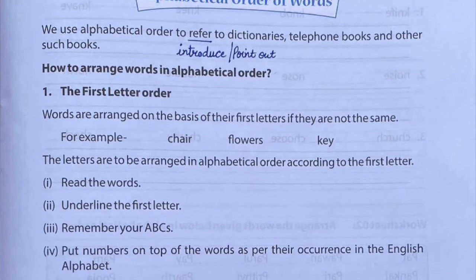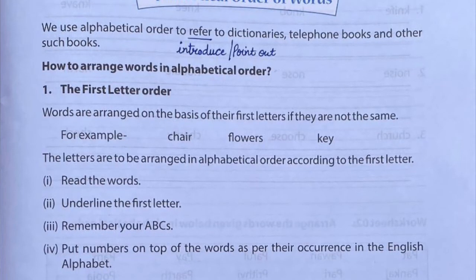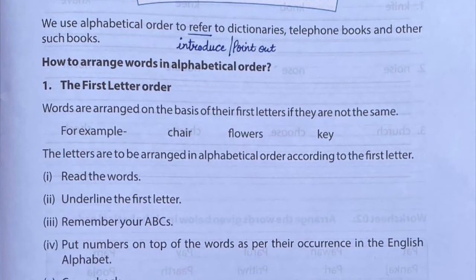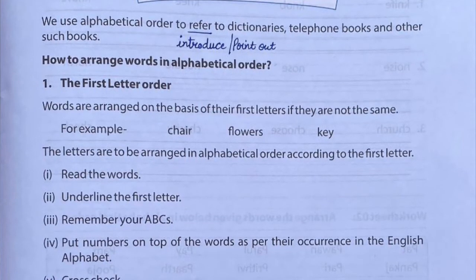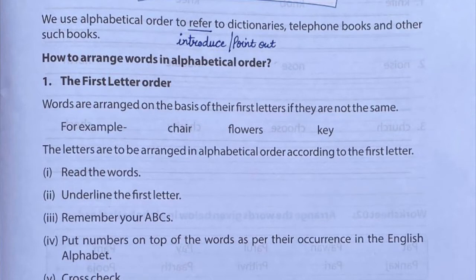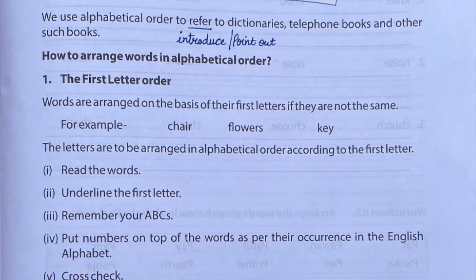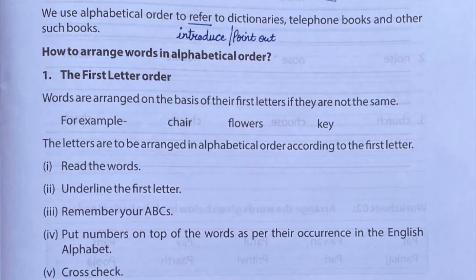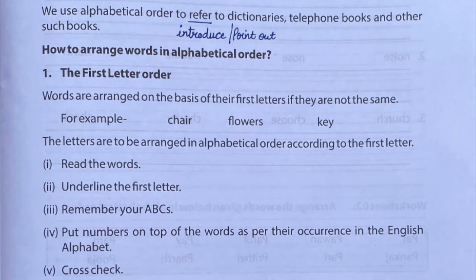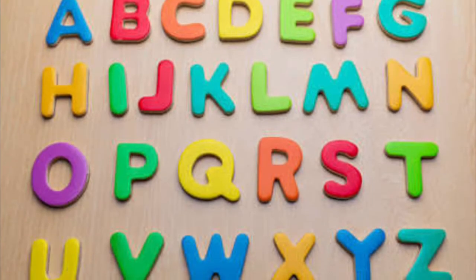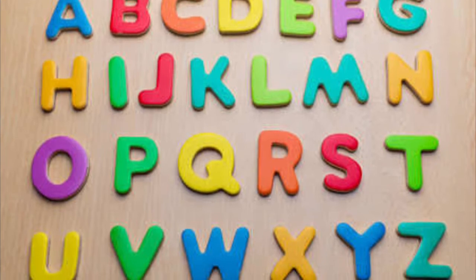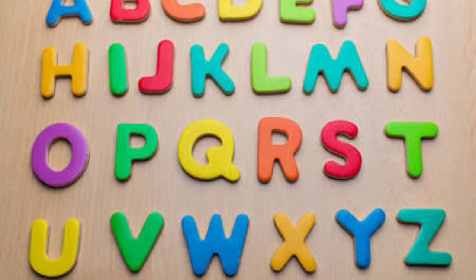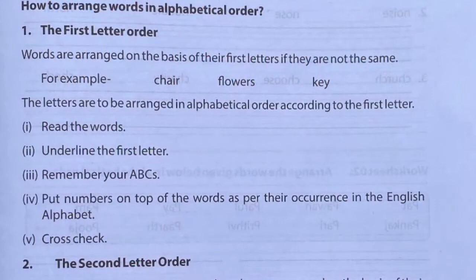Like here, the example which is given to us is chair, flowers and key. So C comes first before F and K. So chair first, then flowers, because F comes before K in alphabetical order. Okay, so we have to follow the ABC. While doing that, please write ABC in your notebooks so that you can do it correctly. Okay, so chair comes first, flowers second and third, key.